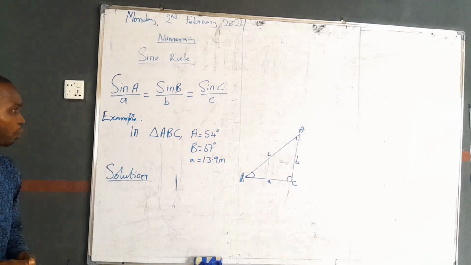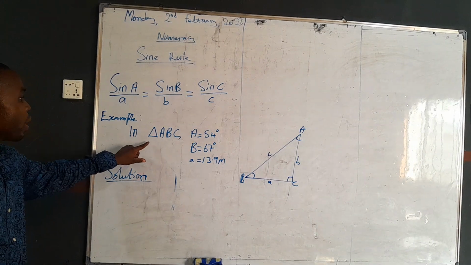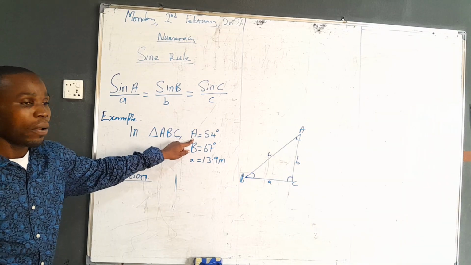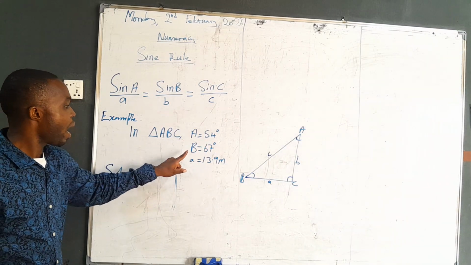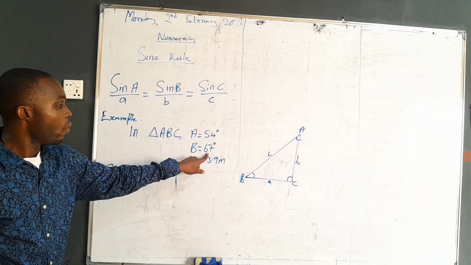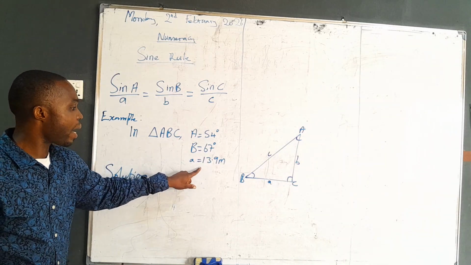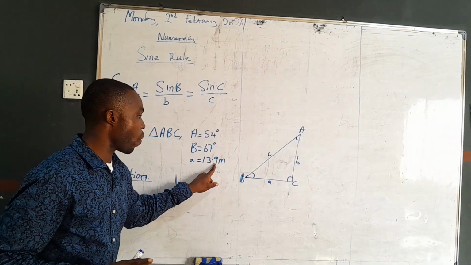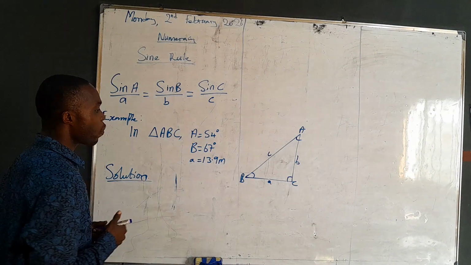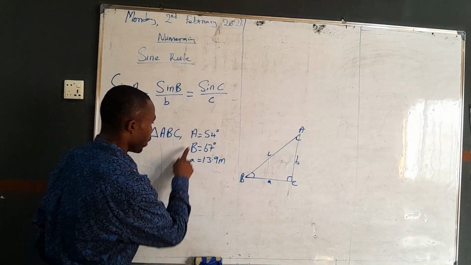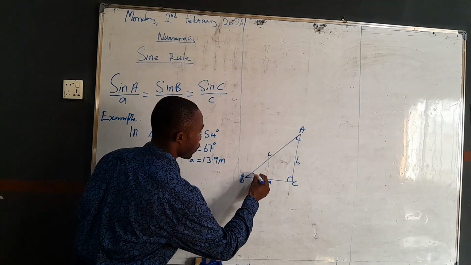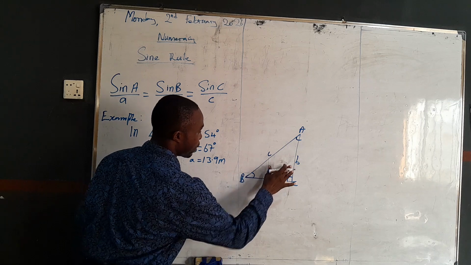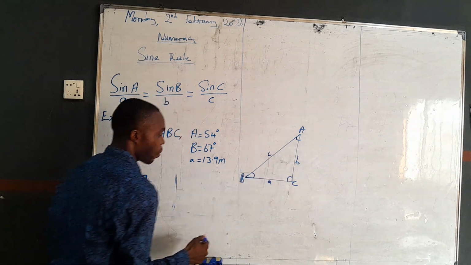Now we have a problem. We have a triangle given such that angle A is 54 degrees, angle B is 67 degrees, and side a is 13.9 meters. So you have that. You are given this to be 67. Okay, this, we can't make use of the right angle method because this is not a right angle triangle.